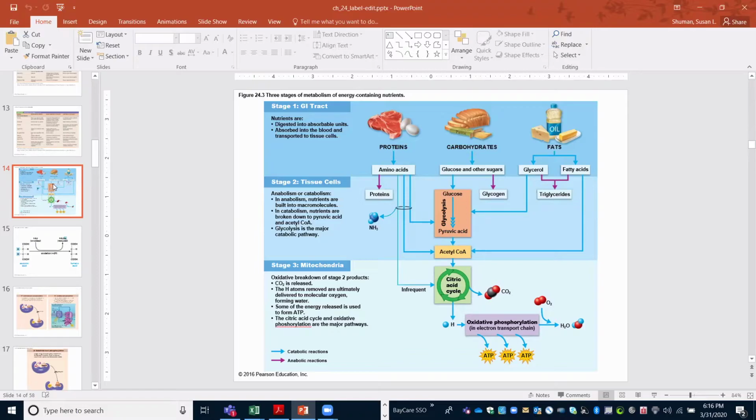Catabolism. Whenever we say catabolic, think catabolic. Okay, so catabolic, this is hydrolysis. Remember where you insert water to break a bond.